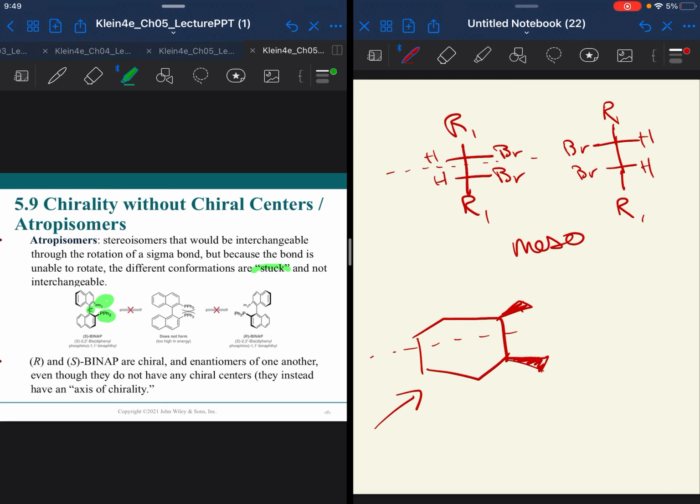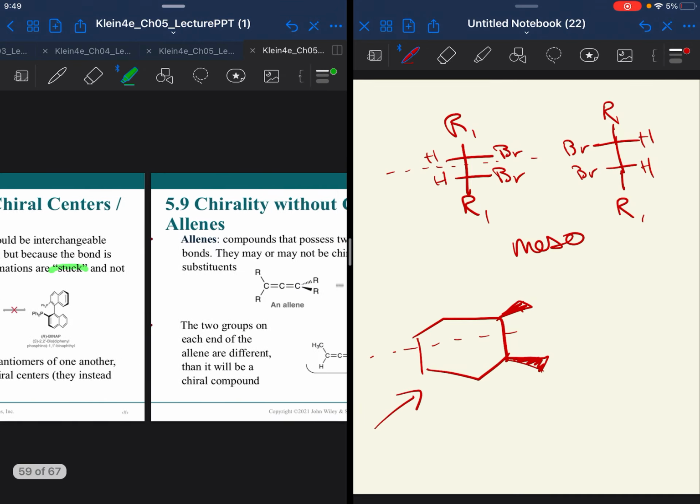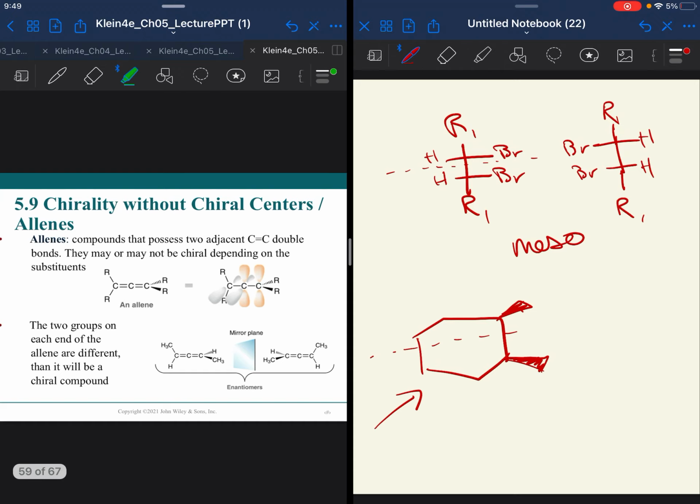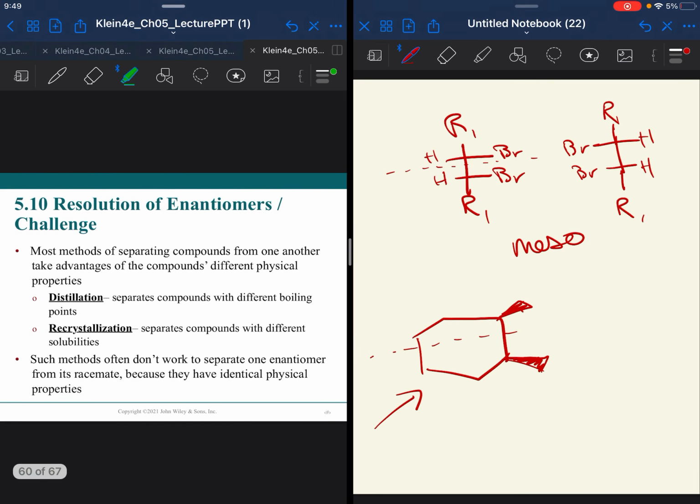Again, I'm not going to ask you about these, but you can start to see that the world of stereochemistry can get much more complex, which is, just to let you in on a little secret, always true, right? Everything you learn can get more and more interesting and complex. Allenes are another functional group that exhibit optical activity and chirality, even though they don't have chiral centers. I will not be asking you about allenes either.